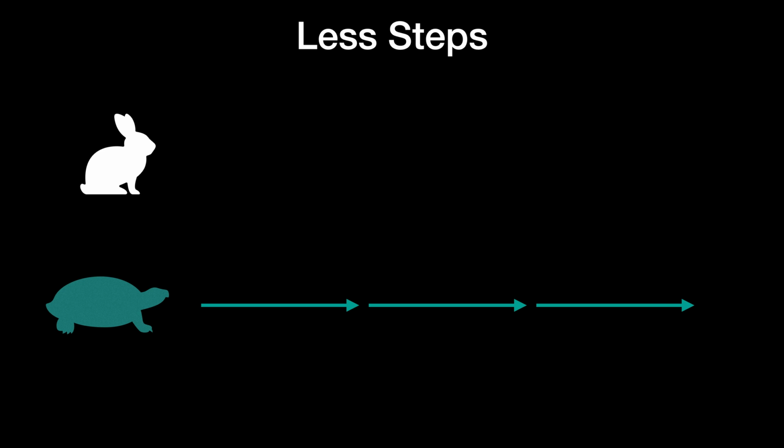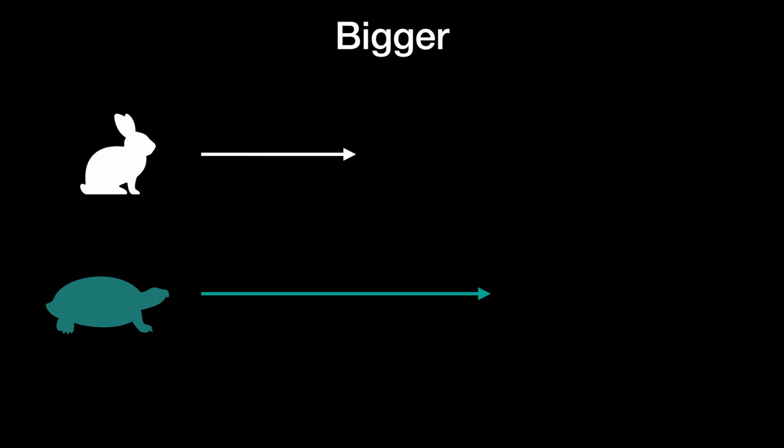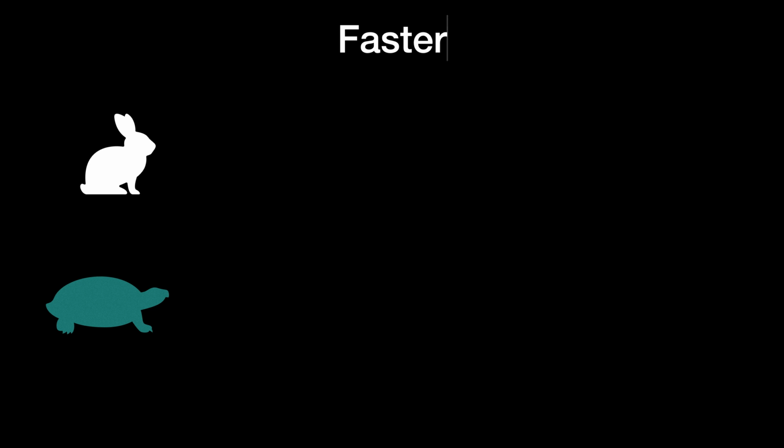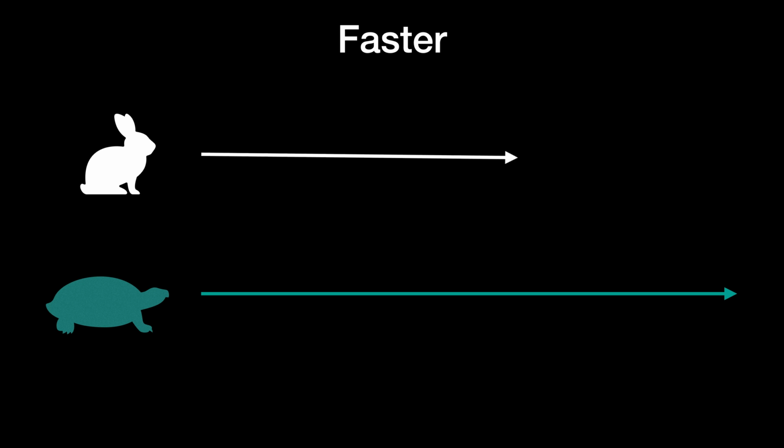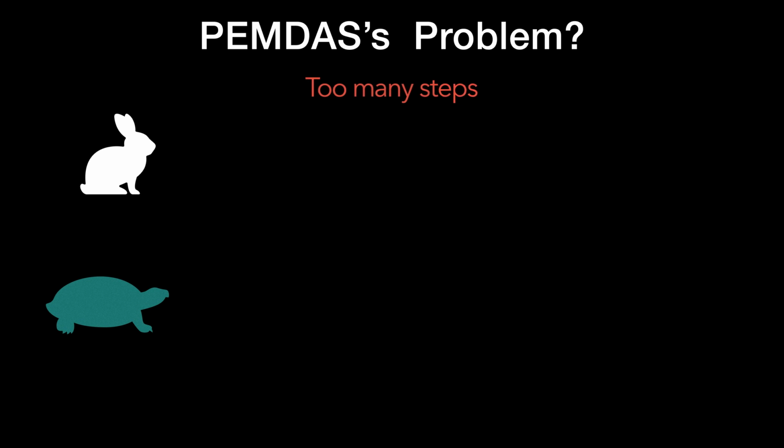So we're going to have the turtle represent the older, less efficient way, and then the rabbit is the faster way. So less steps: the turtle does it in 3, the rabbit does it in 2 steps. You can have something represent a bigger quantity. So there's that quantity, but the rabbit's quantity is bigger. Or you can do something faster. So they go the same distance. The turtle takes a while there, but the rabbit gets there really quickly. Same distance, faster time. And so the problem with PEMDAS is that it's too many steps.